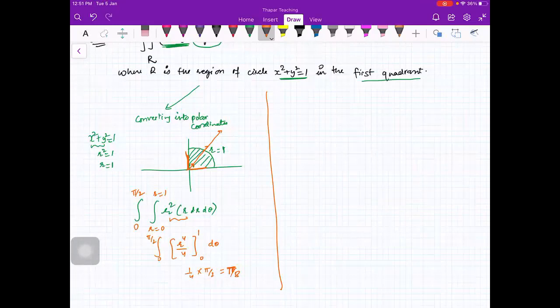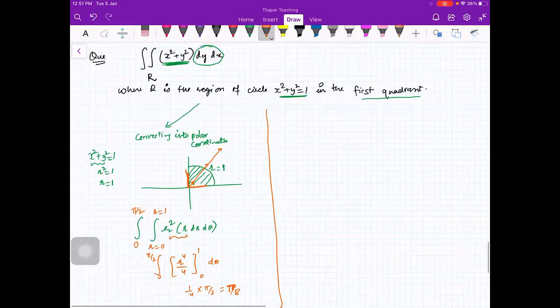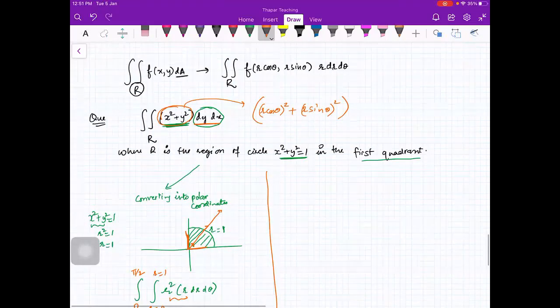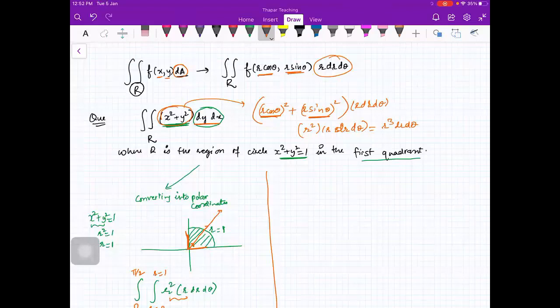Ma'am, how did you get R square into R d theta here? X square plus y square, you will convert it, right? X square plus y square will become (r cos theta) square plus (r sin theta) square. In place of dy dx, I told you, you replace x with r cos theta, y with r sin theta, and in place of dx dy you write r dr d theta. Now this is r square cos square theta plus r square sin square theta, so r square is common. Cos square plus sin square is 1. So this is r square into r dr d theta, so this is r cube dr d theta. Is this thing clear, beta?